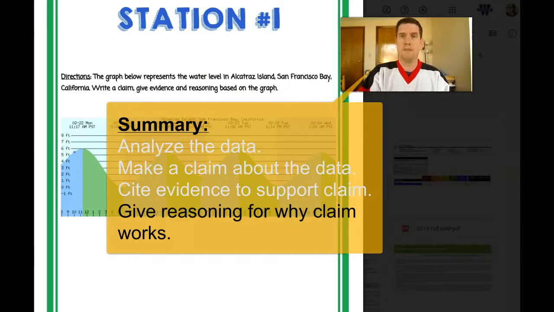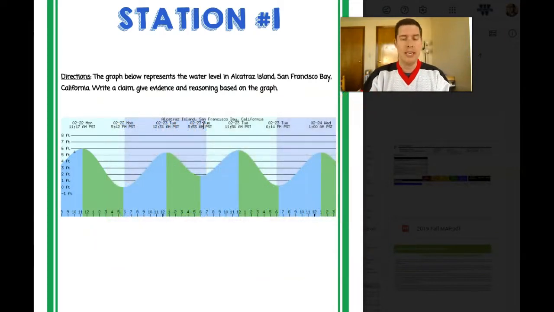So then the reasoning, remember, think about the reasoning as why does the claim even happen in the first place? What physical thing or what mechanism or what natural happening is making the claim do what it does? So in this case, why does the water go up and then down and up and down every 6 or so hours? And that answer or that reasoning is because that's how the tides work. The moon's gravity is pulling on the Earth's water. The sun's gravity is pulling on the Earth's water.